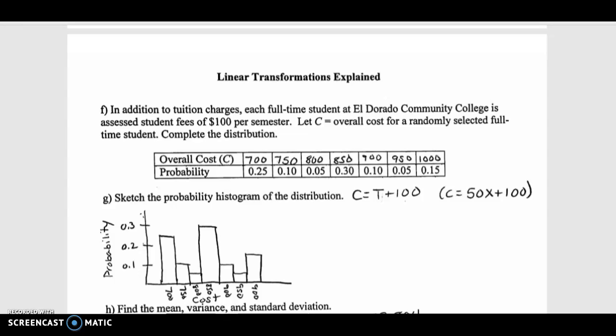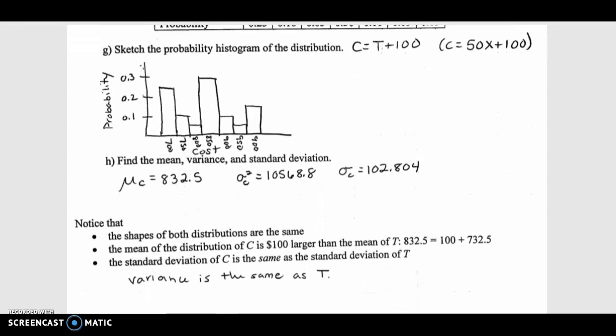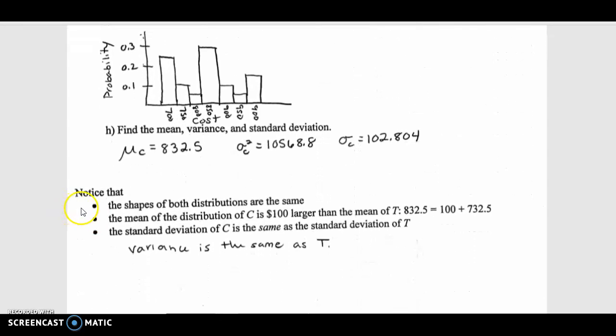So if I go back to my solutions, last thing about 6.2 with linear transformations is adding a constant, the shape doesn't change. Adding a constant, the mean is added by the same constant. And lastly, standard deviation and variance also won't change. Hope this helps clear up 6.2. Let me know if you have any questions about the 6.2 problems for Friday.